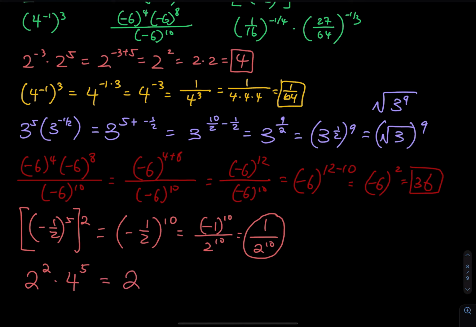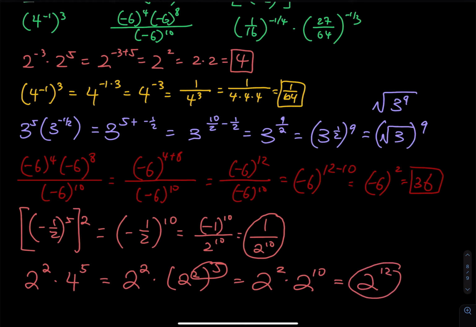So you can do this: 2 squared, and then the 4, you keep the 5 outside, you change the 4 to 2 squared, and then you can multiply the 2 and the 5. So you have 2 squared times 2 times 5 is equal to 10, and then you add the exponent, so that is equal to 12. So when you don't see the same base, you can try this.